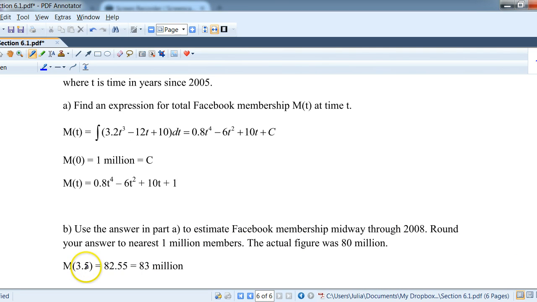Well, if you note, the t is actually 3.5 midway through 2008. Again, keep in mind that it's midway, and we started at the start of 2005. And so midway would be 3.5 years since 2005. We plug in 3.5 into the function in part A. And I got 82.55 in my calculator. If you round it to the nearest whole number, we actually get 83 million subscribers. And that's it for this section.